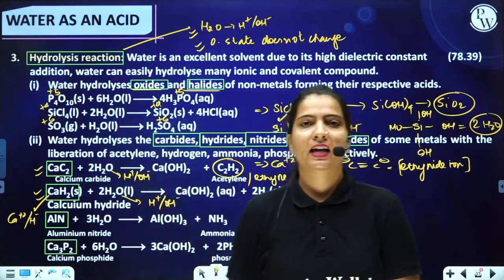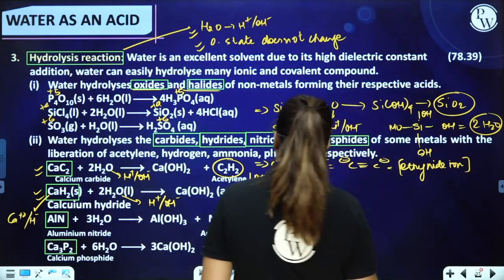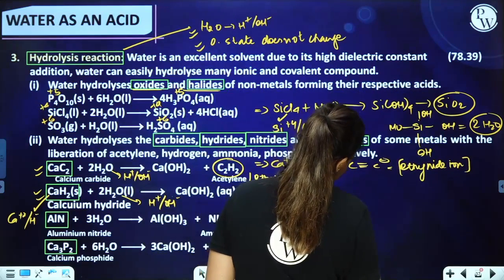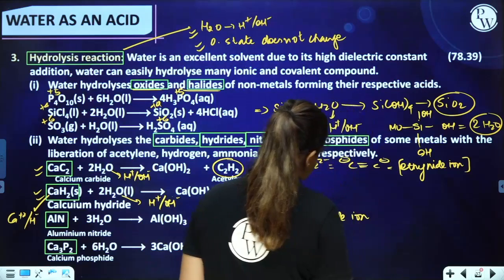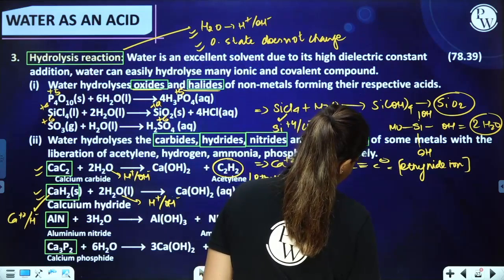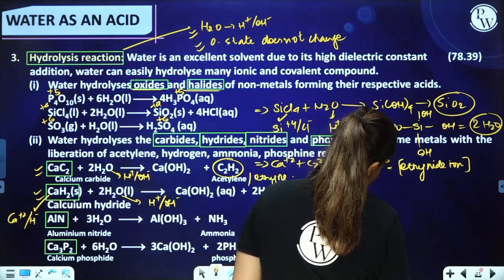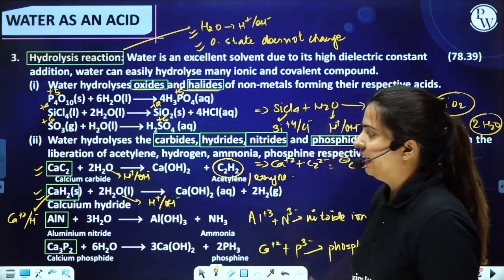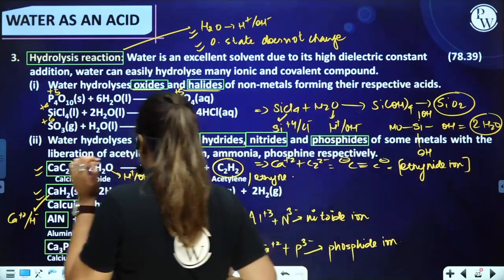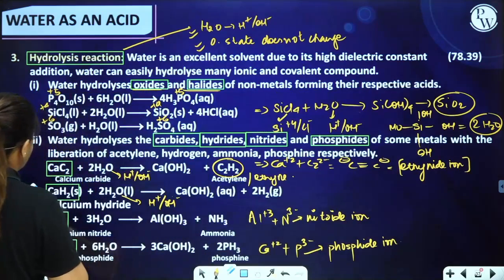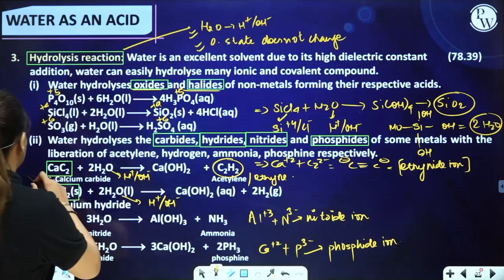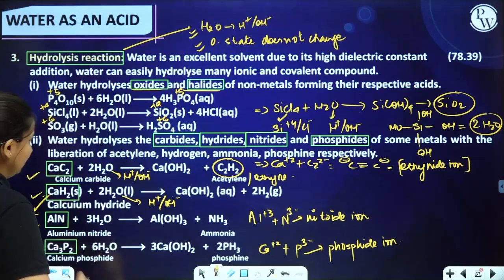N3- is the nitride ion and P3- is the phosphide ion. Nitride ion we have, phosphide ion we have, and you need to remember these very nicely: the carbide, the hydride, the nitride and the phosphide.